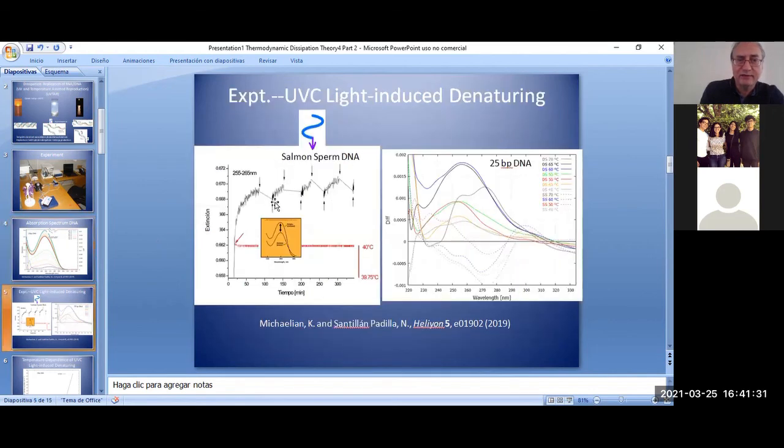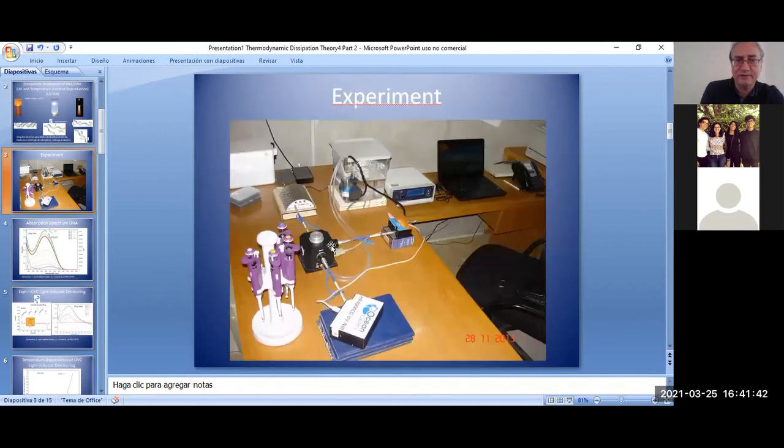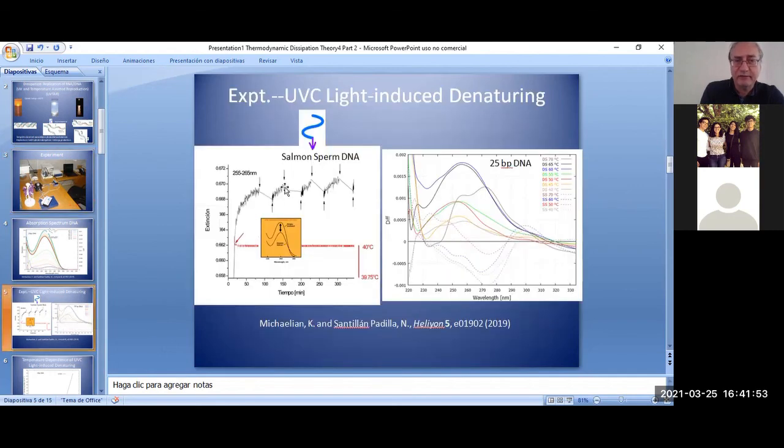So every time we turn the light on, we get increases in the absorption. So that is telling us that even at 40 degrees centigrade, where this temperature is maintained by this temperature controller, which maintains the temperature at exactly 40 degrees, so very, very close to 40 degrees with very little error, we get denaturing, even though the temperature is not changing, we just have light on the system.